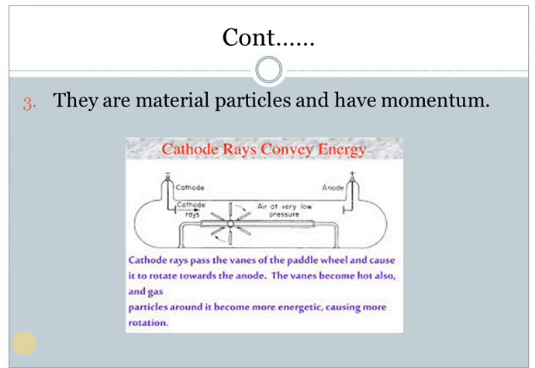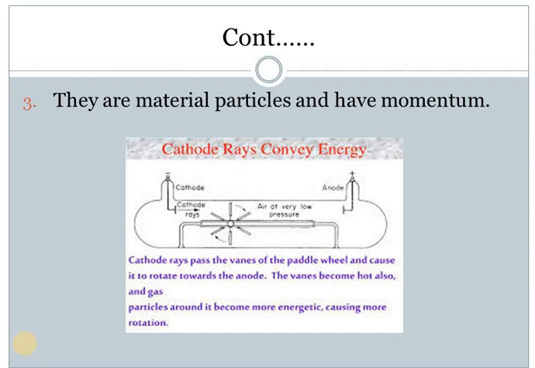How do we know that it is a matter? Because it has certain mass. And what is meant by momentum? When something has mass and it moves with certain velocity or speed, we say that it has momentum.